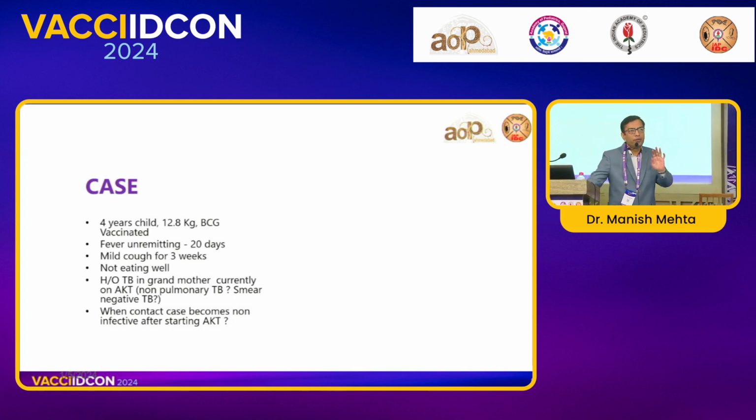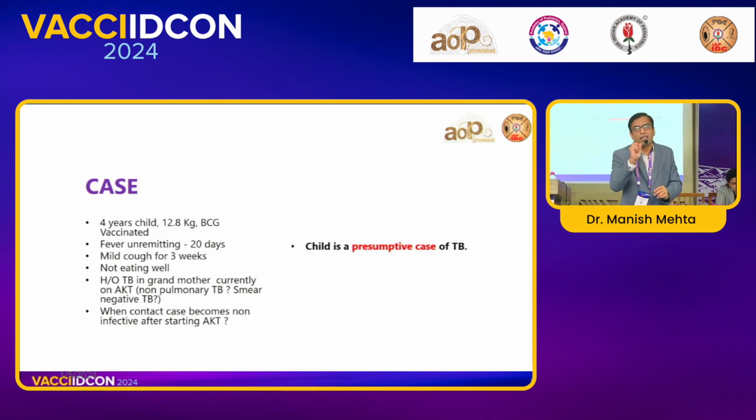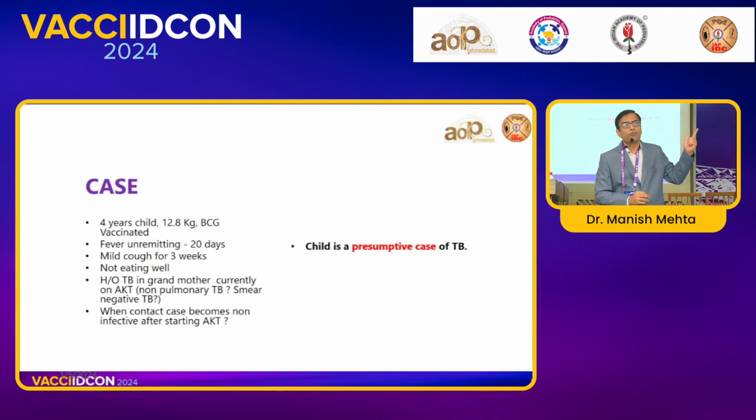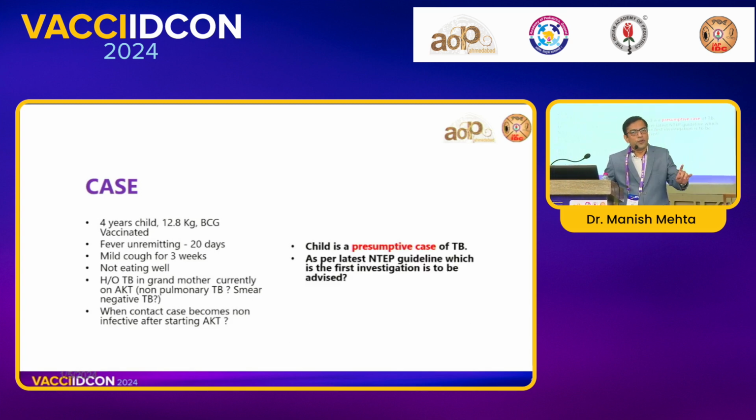So here we suspect this is probably a case of tuberculosis. What next investigation? What does NTEP say? What should be the next single investigation that you perform in this patient? CBC, ESR, CRP, Mantoux test, chest X-ray, sonography. What will you do? Chest X-ray. Chest X-ray is the only investigation they say you should perform first when you suspect a case of tuberculosis. So this is a presumptive case of tuberculosis. We have not confirmed this case as tuberculosis yet.